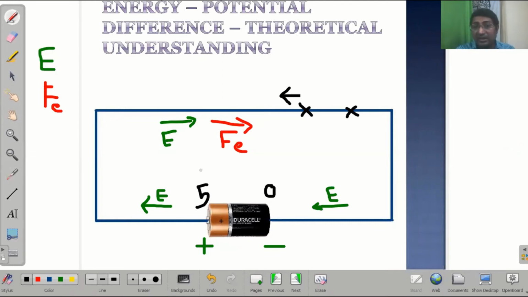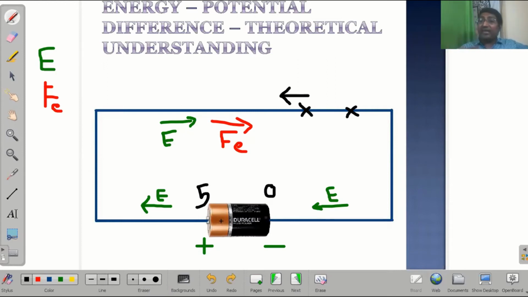Some people prefer it like this. They can place it as plus 2.5 and minus 2.5. Even that is okay, guys. High potential and low potential, even that is also fine. Okay, anything is fine. To simplify, I'm using plus 5 and 0. So with this plus 5 and 0, the difference between those two potentials is 5.